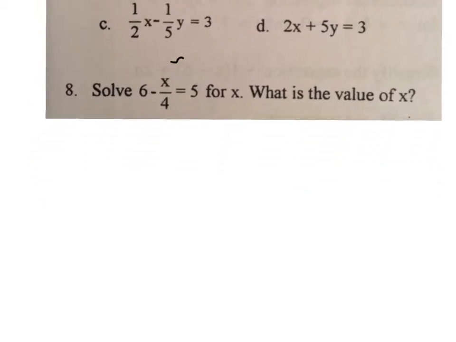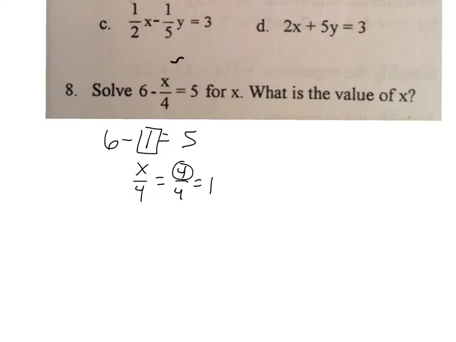Okay, on number 8, you have 6 minus x over 4 equals 5. We know that 6 minus 1 is equal to 5. So that means whatever x over 4 is has to equal 1. Well, we know that 4 divided by 4 is equal to 1. Therefore, x is equal to 4. That's a check and guess. That's one way of doing it.